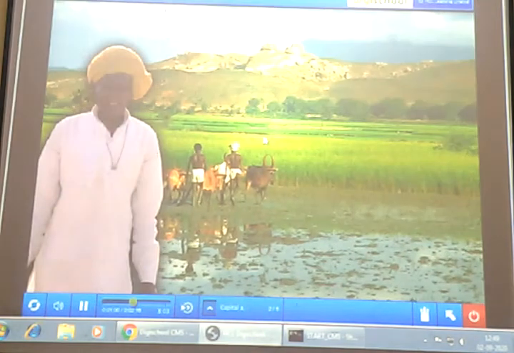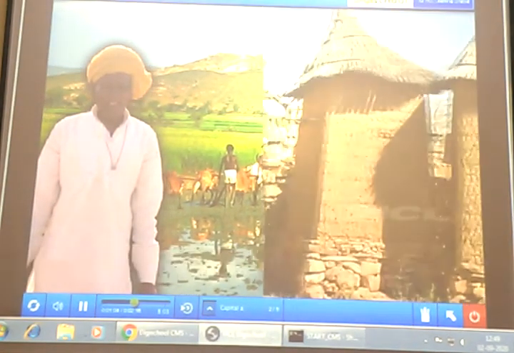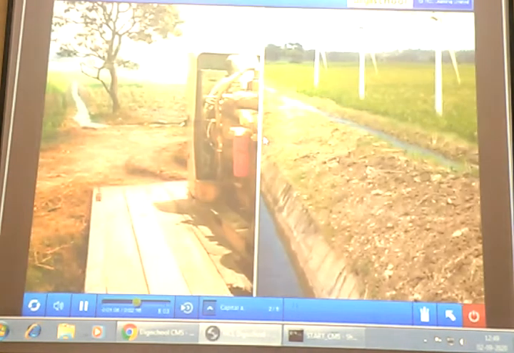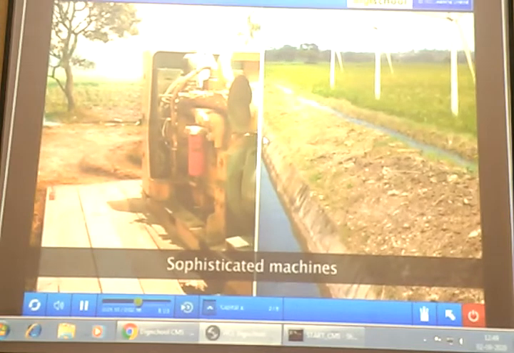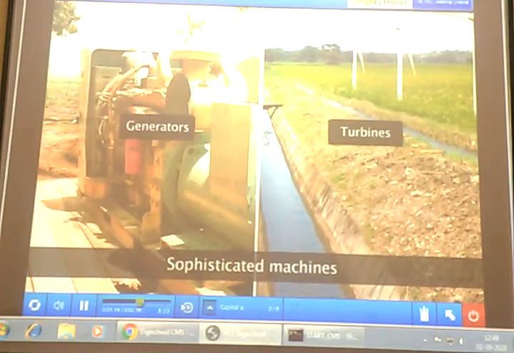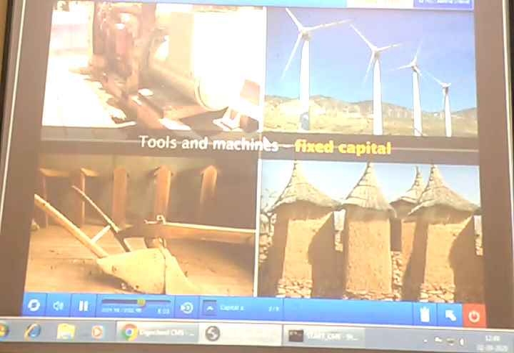Gopal also uses simple tools such as the farmer's plough. He has a small granary to store his harvest. He may also use sophisticated machines such as generators and turbines for irrigation. Such tools and machines that can be repeatedly used over many years are known as fixed capital.